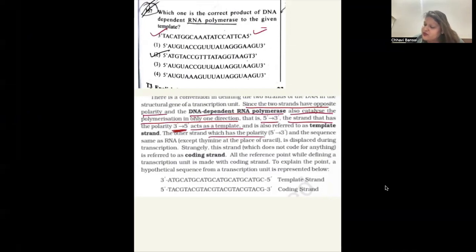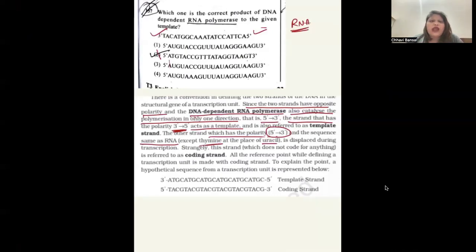The other strand, which has polarity 5' to 3' and the sequence same as RNA, means the DNA-dependent RNA polymerase will be forming an RNA strand, right? Which will be the same as the 5' to 3' sequence, except thymine is replaced by uracil. So first thing, it has to be 5' to 3'. All the options have 5' to 3'. Second, it has to have uracil instead of thymine. So let's remove the options that have T in it. So option 2 will be removed.